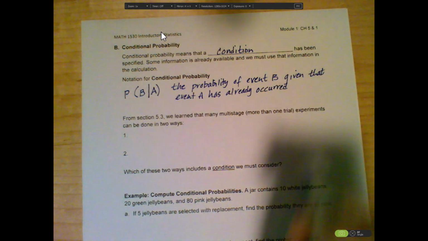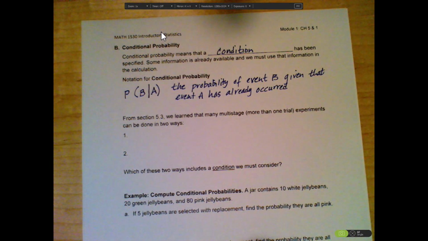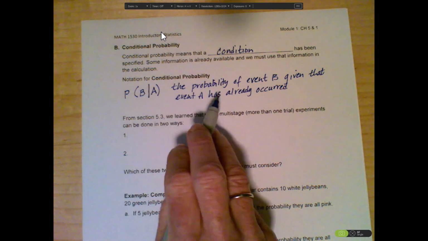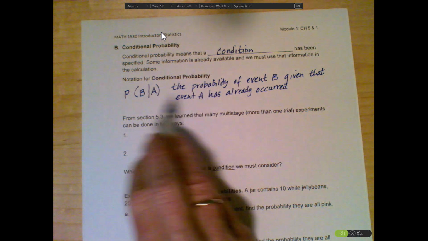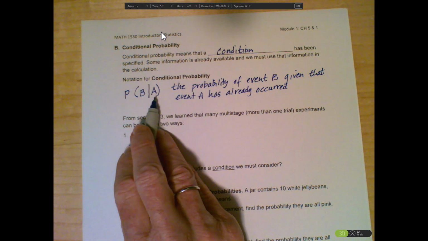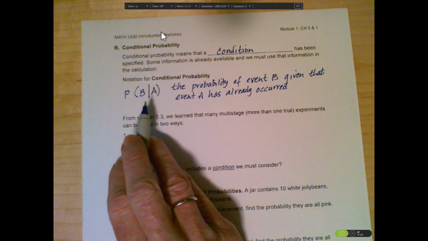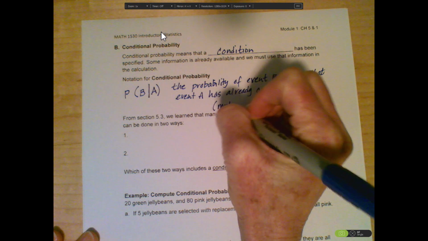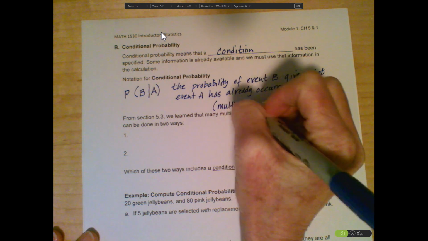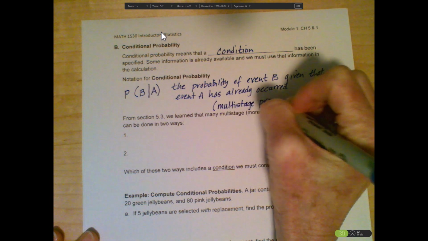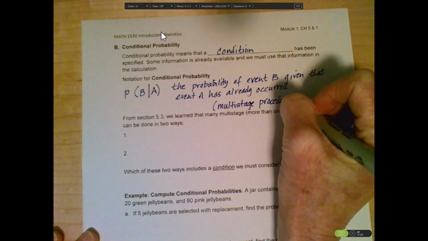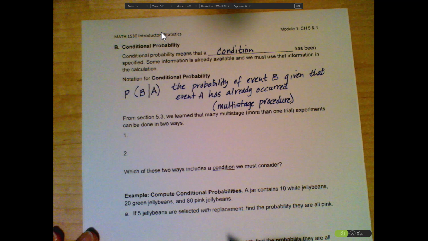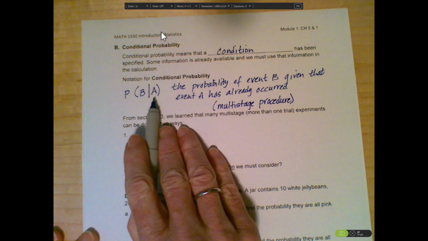So remember, we've talked about single trial and then multi-stage experiments or procedures. In this case, this has to be a multi-stage procedure because something has happened already. So more than one occurrence of something has happened. So we might just remind ourselves by putting in parentheses down here, multi-stage procedure. That's what this has to be. It can't be a single trial because you've already had something occur.